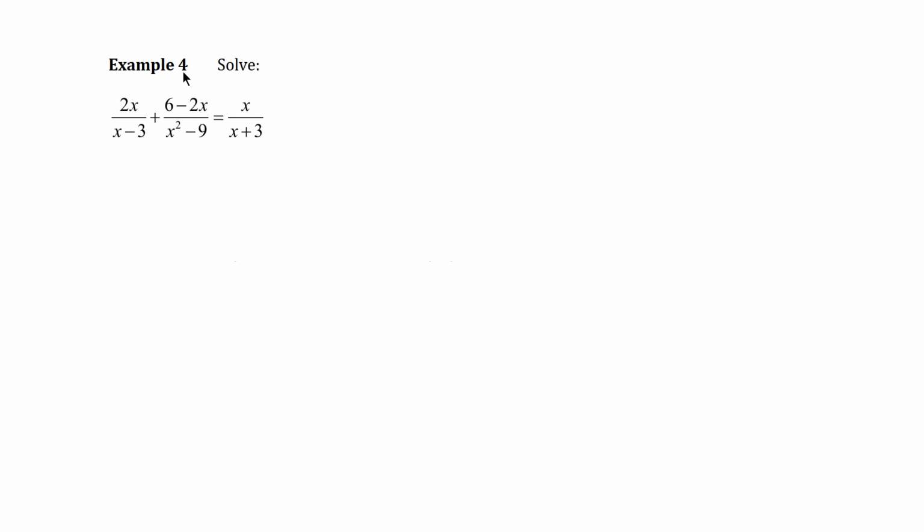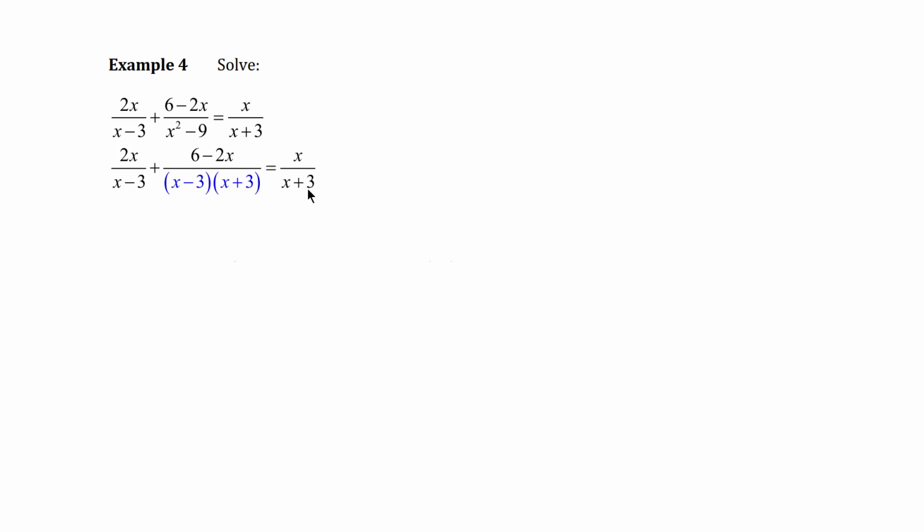In example number 4, solve. We have the rational equation 2x over x minus 3 plus 6 minus 2x over x squared minus 9 equals x over x plus 3. First we need to factor the denominator of the middle fraction. We factor the x squared minus 9 as a difference of squares. So after factoring and bringing down all the terms, we get 2x over x minus 3 plus 6 minus 2x over parentheses x minus 3 times parentheses x plus 3 equals x over x plus 3.